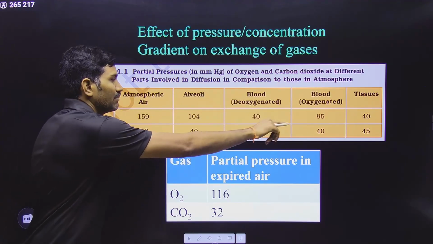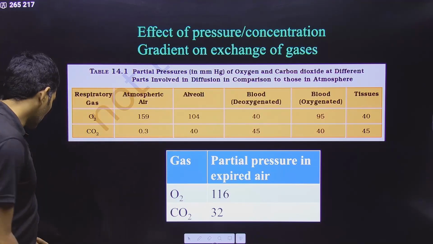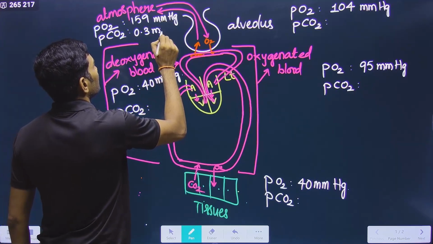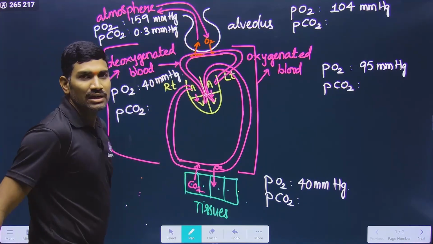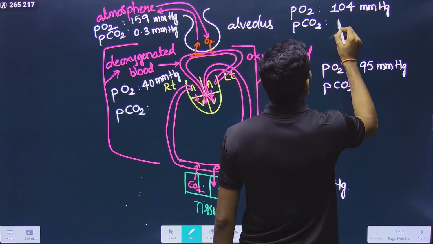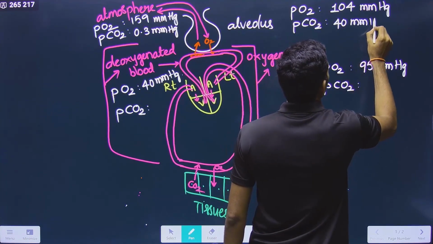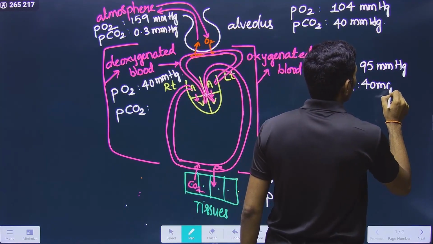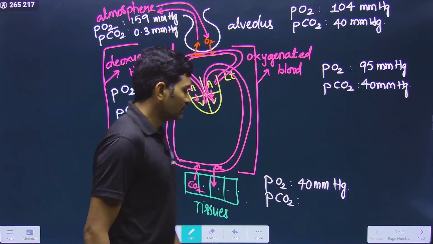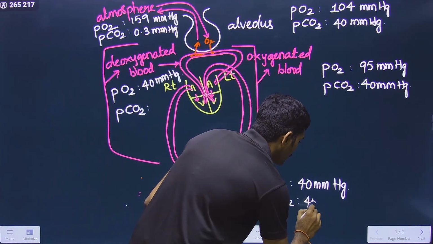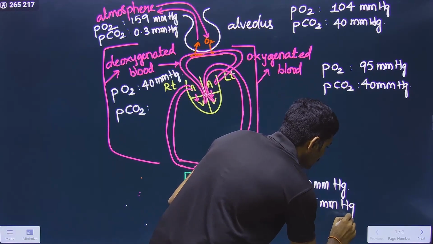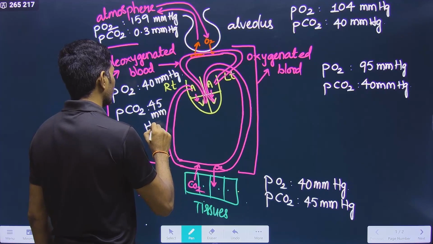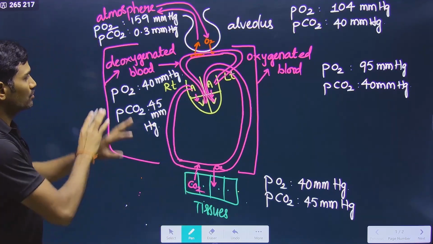Now we will see similar information with respect to CO2. In the case of CO2, in the atmosphere it is 0.3 mm mercury. Yes or no? In the alveoli it is 40 mm mercury. In the oxygenated blood also it is 40 mm mercury. And in the tissues it is 45 mm mercury. In the deoxygenated blood also it is 45 mm mercury. Understood? So these are the values.